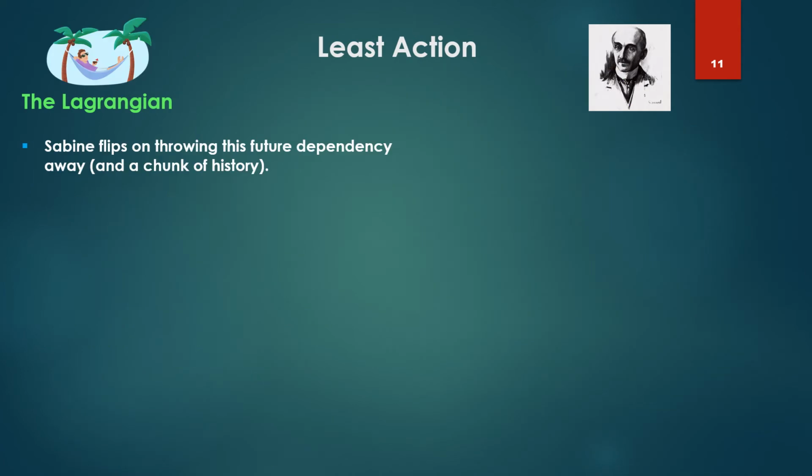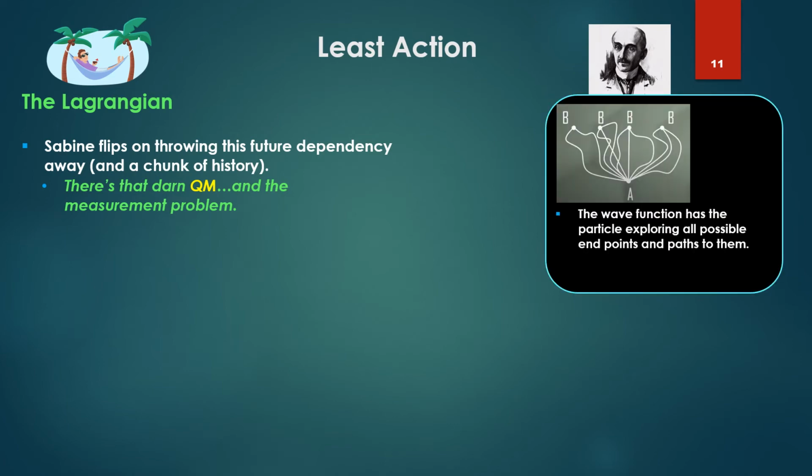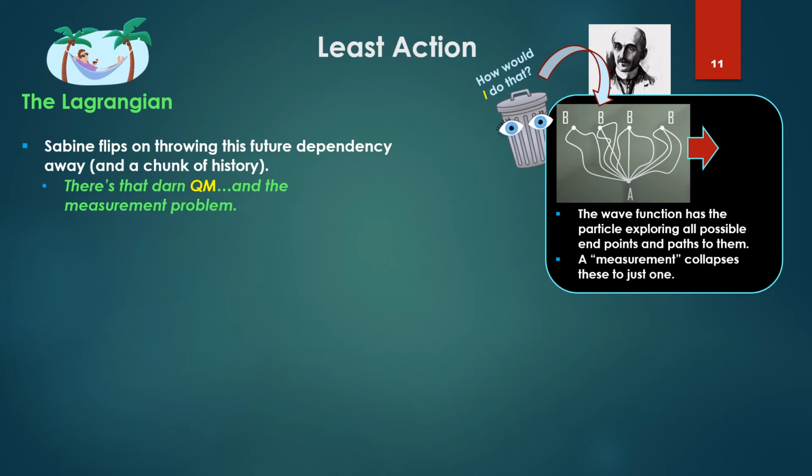Now, Sabina flips on throwing this future dependency away, as well as a chunk of history. There's that darn quantum mechanics and the measurement problem. She notes the wave function has the particle exploring all possible endpoints and paths to them. And of course, the problem that we see is from the classical to the micro to the quantum. How do we do that transition? How does a garbage can do this? It doesn't. But a measurement collapses all these paths to just one.